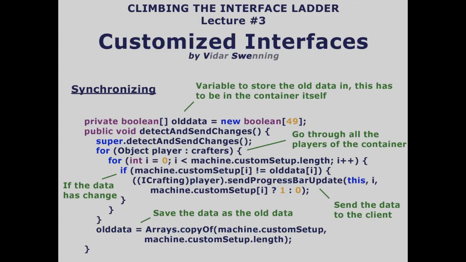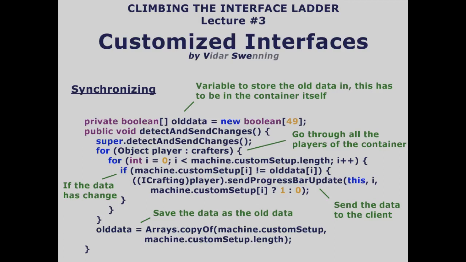In the end, after going through all the players, we save the data as the old data, which basically means that next time we check, we can compare it with the values we had last time we actually sent anything. So we only want to send the changes, otherwise we would have to send information all the time. So how this is set up is, when we open the interface, we send all the information. All the time we check if something has been changed, and if so, we send it to the client, and then the client can receive it and process it.